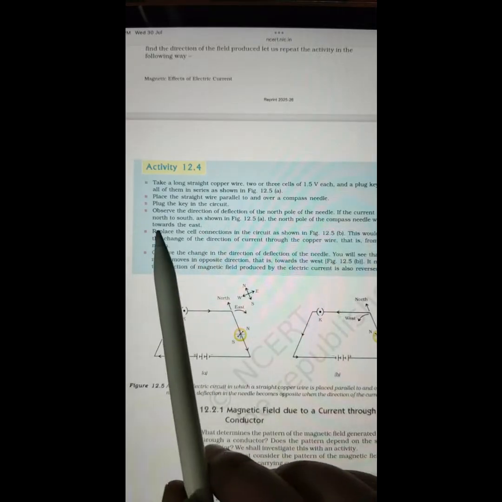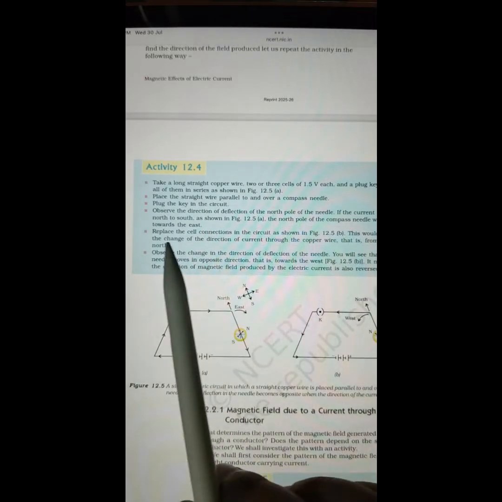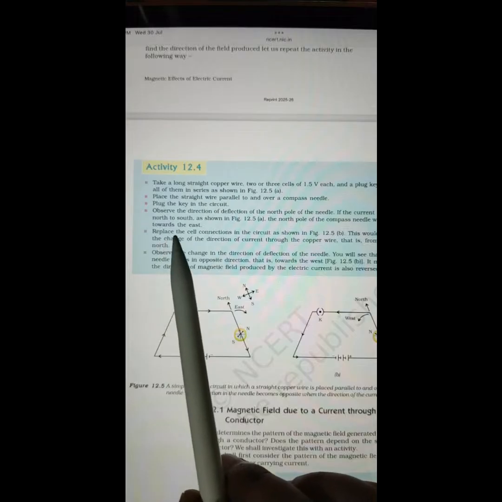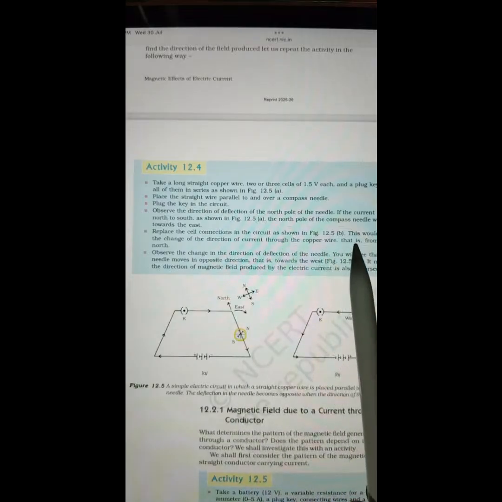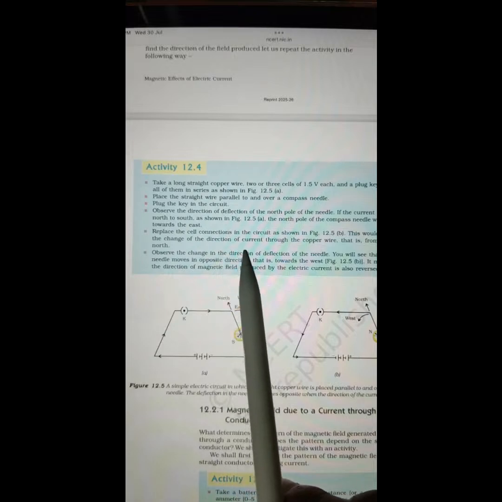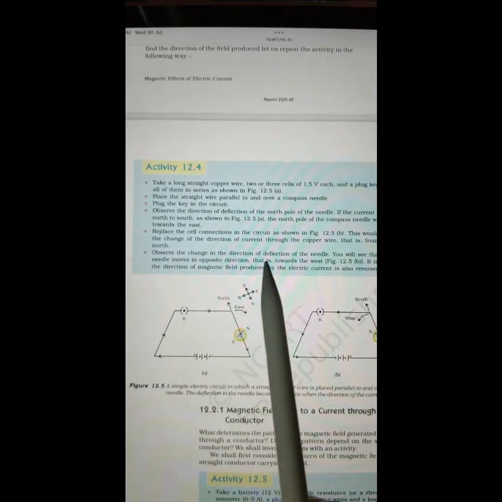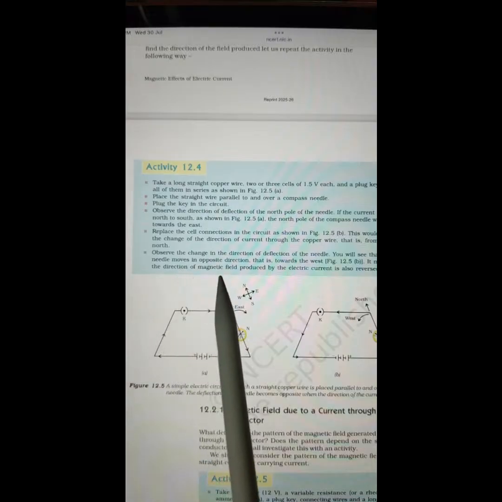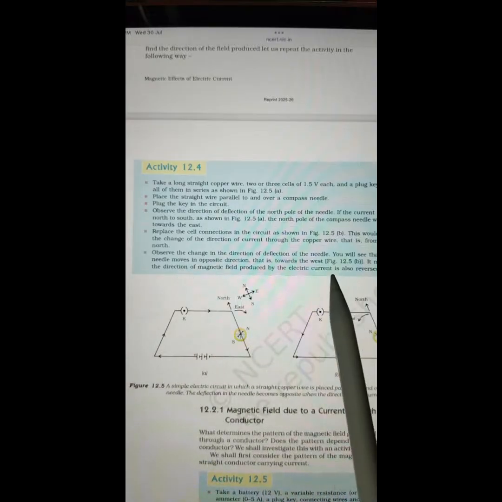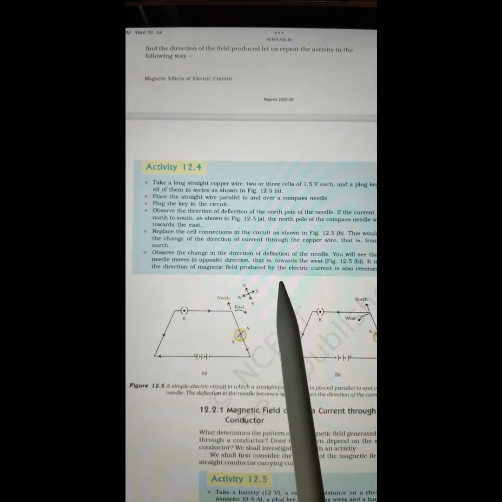If the current flows from north to south as shown in figure 12.5a, the north pole of the compass needle would move towards the east. Replace the cell connections in the circuit as shown in figure 12.5b. This would change the direction of current through the copper wire, that is, from south to north. Observe the change in the direction of deflection of the needle. You will see that now the needle moves in the opposite direction, that is, towards the west. It means that the direction of the magnetic field produced by the electric current is also reversed.